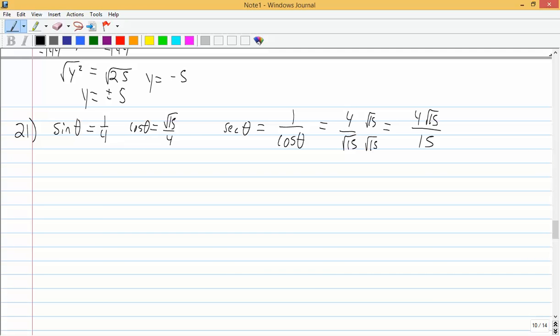Number 22. Convert the angle measure in radians to degrees. Pi divided by 5. How do you convert that to degrees? 180 degrees divided by 5. All right, so 36 degrees. All right, that's it.